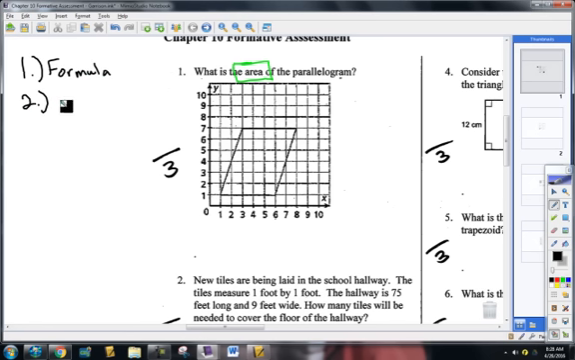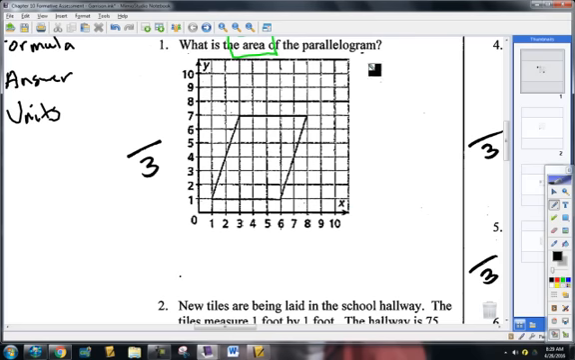You must have an answer, so whatever the area is. And then finally, you must have units. You must have units. Those are your 3 points that we're looking for. So, the first one, I just said right something. The first one here is obviously it's a parallelogram, it says it is.